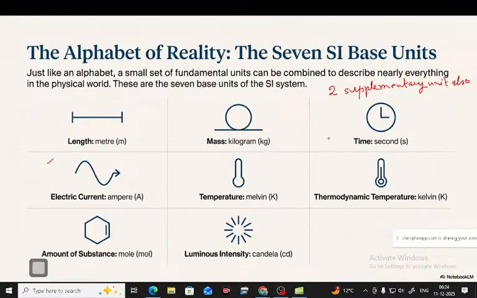So what we learn is that in SI there are 7 basic units. Length is measured in meter, mass in kilogram, time in second, current in ampere, temperature in Kelvin, amount of substance in mole, and luminous intensity in candela or cd. These are the 7 fundamental units of physical measurement in the SI system. In the SI system there are 2 supplementary units also.